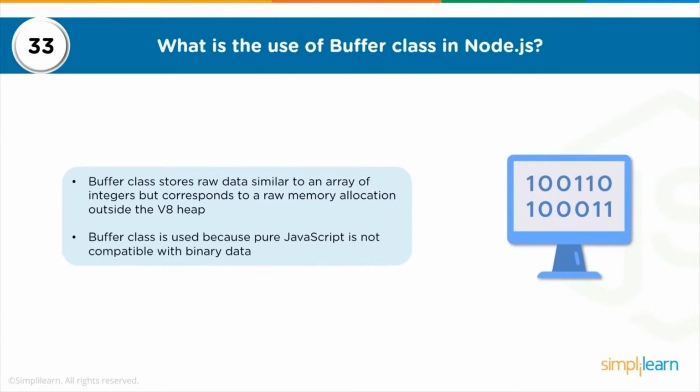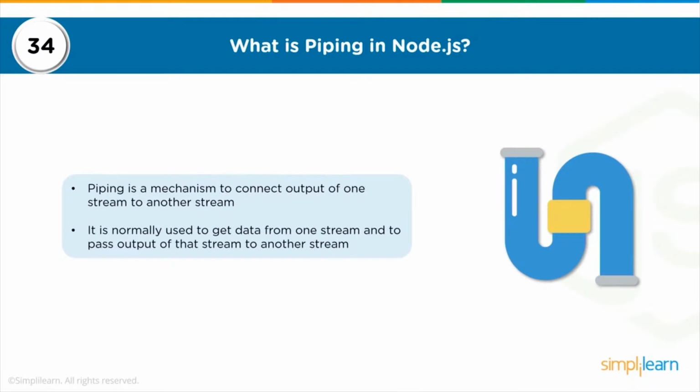Explain to me, what is the use of the buffer class in Node.js? With the buffer class, you're controlling the raw data of a set of arrays and integers and the memory allocation outside of the V8 heap. The buffer class is used because pure JavaScript is not compatible with binary data. What is piping in Node.js? Piping is the ability to connect the output of one stream to another stream. That could be a data stream, it could be any stream that you're working with. But it does normally get used to pass data from one stream to another.